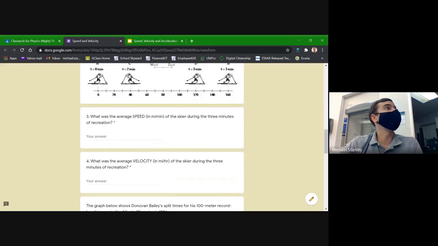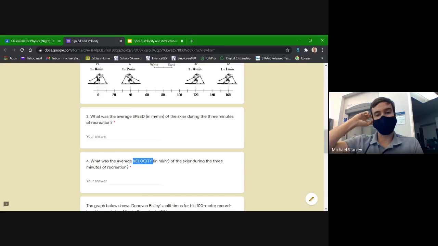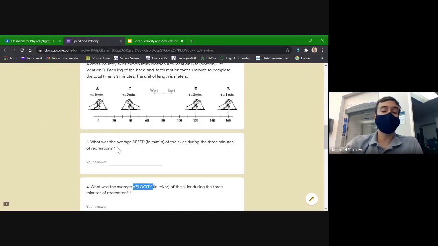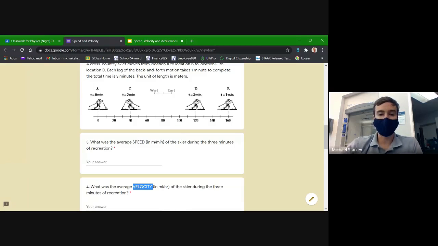And then velocity, remember, is our displacement. So for velocity, you just have to look at what is the distance between the starting point and his ending point. So in this case, his starting point is A, ending point is D.